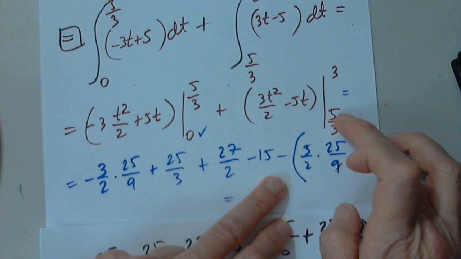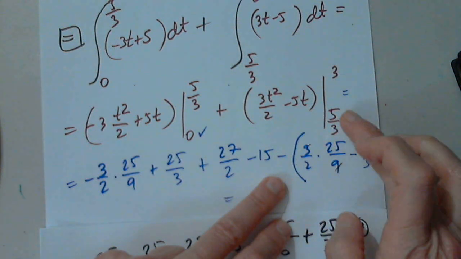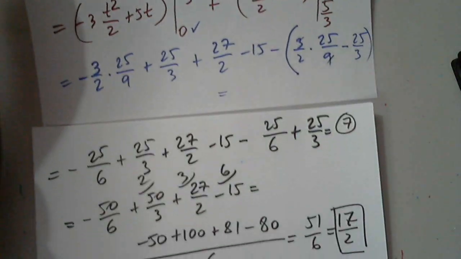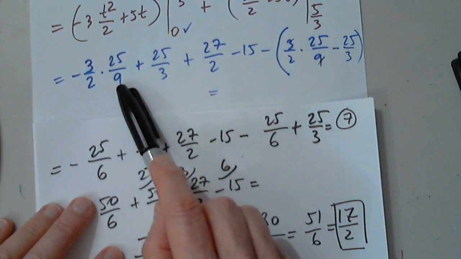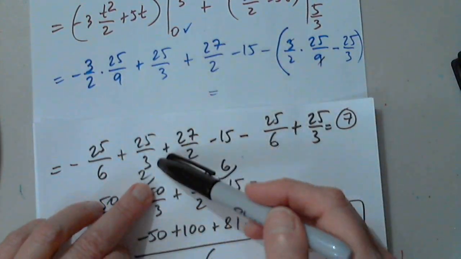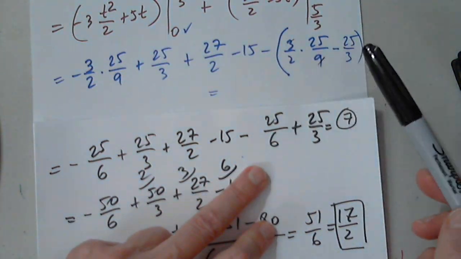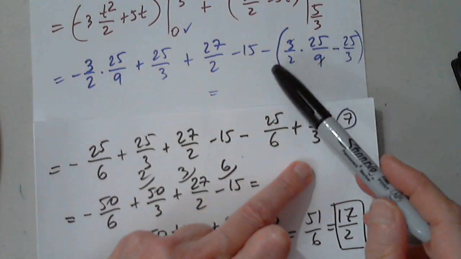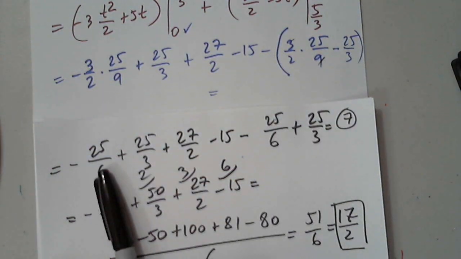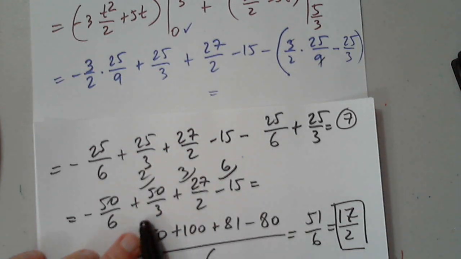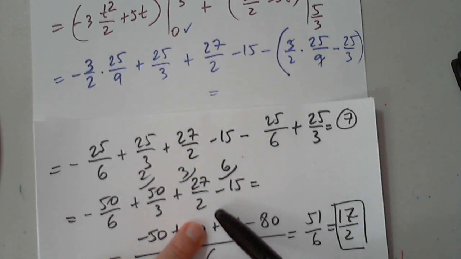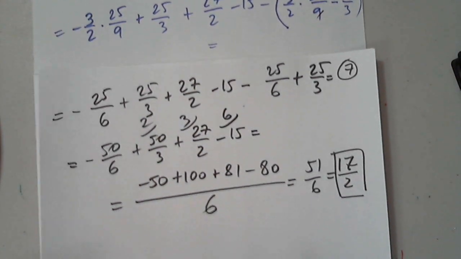Okay, so then 3/2, and then this squared, 25 over 9, and then negative 15, negative 25 over 3. Yes, that's correct. Okay, let's see what I did. So I simplified the 3, so I got negative 25 over 6. That's correct. Here, what do I have? Again, negative 25 over 6. Yes. And then plus 25/3. Here, I had negative 50 over 6. I could have simplified. Oh, never mind. Here I have positive 50 over 3. Here I have 27 over 2. And then minus 15. Okay, what did I do?